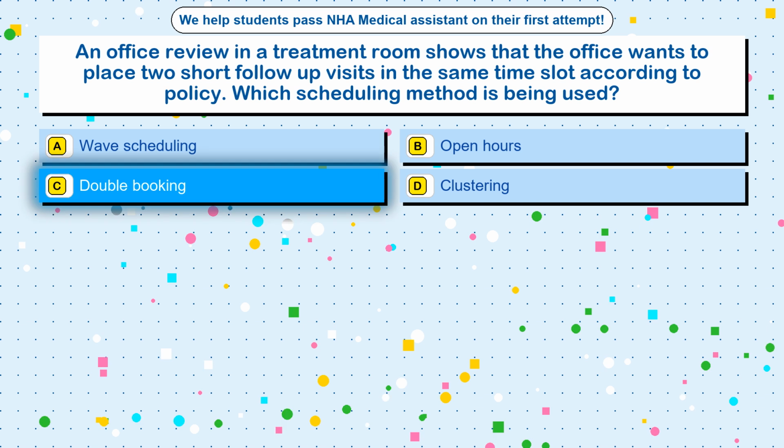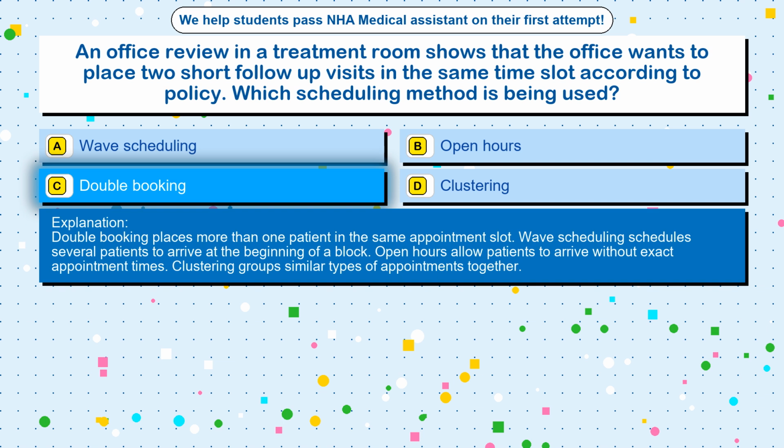Double booking. Double booking places more than one patient in the same appointment slot. Wave scheduling schedules several patients to arrive at the beginning of a block. Open hours allow patients to arrive without exact appointment times. Clustering groups similar types of appointments together.